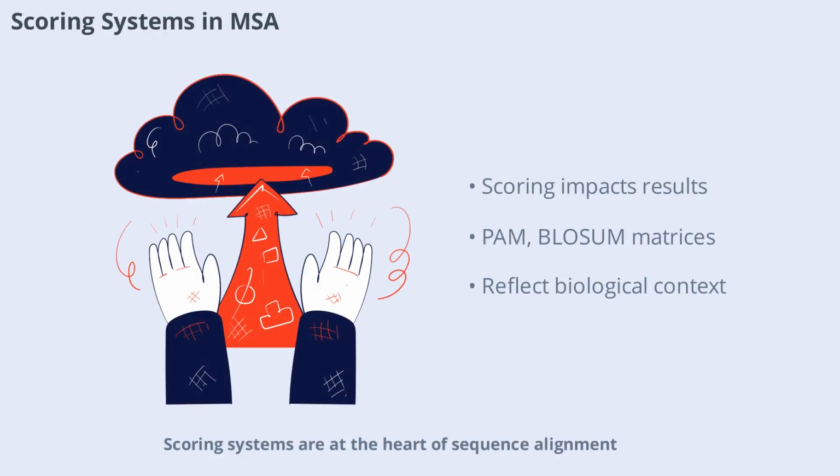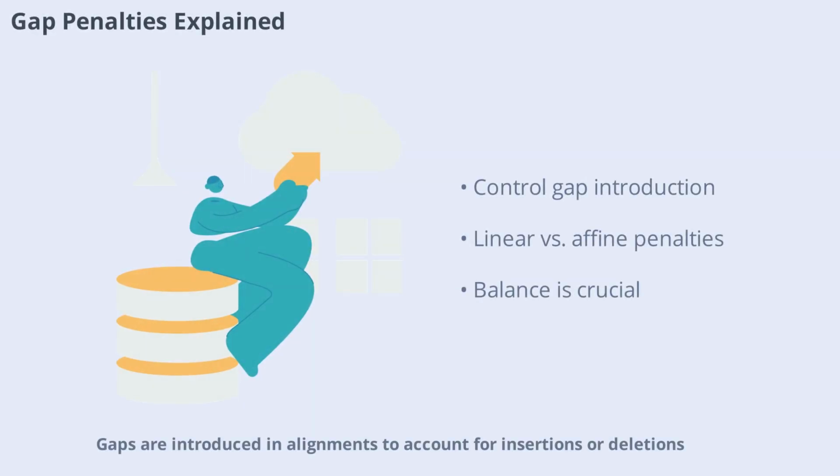Scoring systems are at the heart of sequence alignment. They determine how matches, mismatches, and gaps are evaluated. Common scoring matrices for protein alignments include PAM and BLOSUM, which assign scores based on the likelihood of amino acid substitutions. For DNA alignments, simpler match-mismatch scores are often used. The choice of scoring system can significantly impact the alignment, so it's important to select one that reflects the biological context of your sequences.